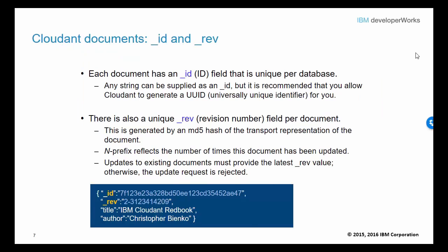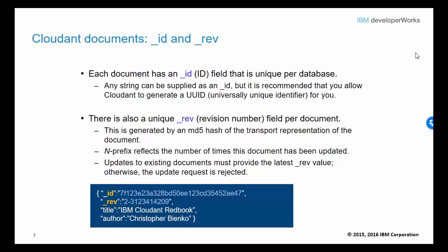Before we get into the nuts and bolts of the Cloudant API, there are a couple of fields that are available in every document that we need to discuss. First, there's the ID field. As I mentioned earlier, this is unique per database. Any unique string can be supplied as an ID, and if you don't provide one when you create a document, then Cloudant will generate one for you, guaranteeing uniqueness for that particular database.